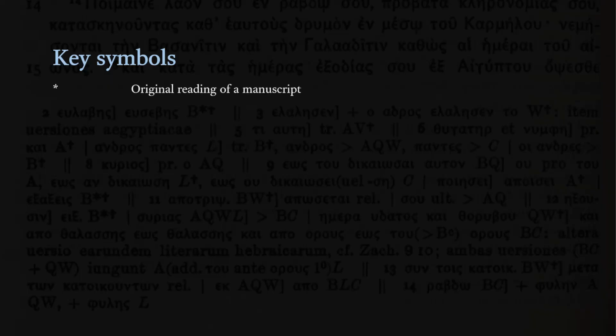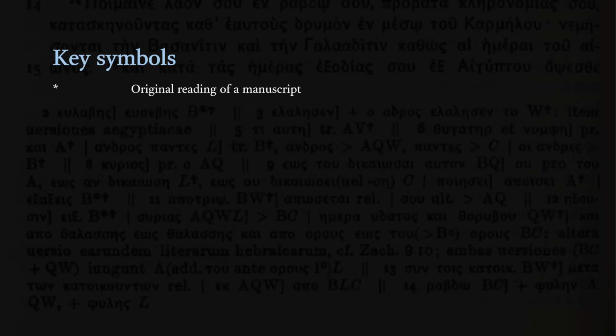Well, what about other symbols? Let's talk about some other things that you'll see in the critical apparatus as you make your way through it. Now, there's a lot of them. I'm not going to hit them all. I'm going to hit the main ones that you need to be familiar with. The first is an asterisk, and that's going to indicate the original reading of a given manuscript, like Alexandrinus or what have you. That's what the scribe of that manuscript originally wrote before perhaps it was edited or erased or marked up or something like that later.